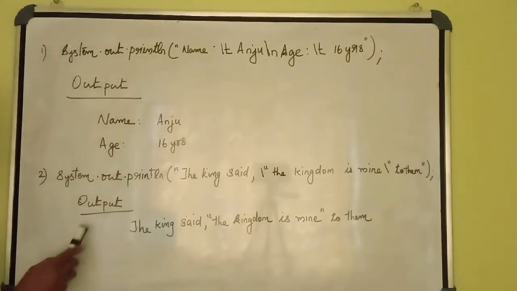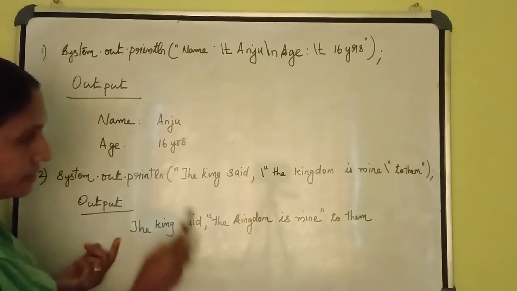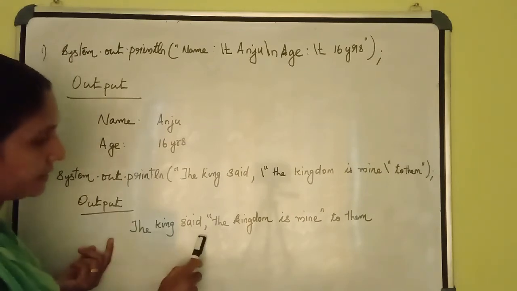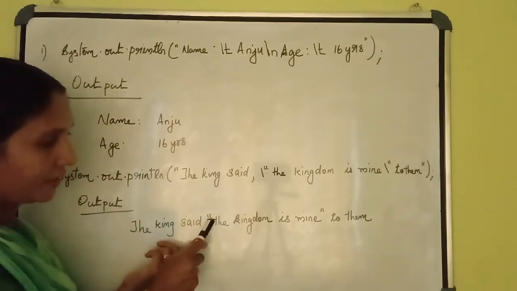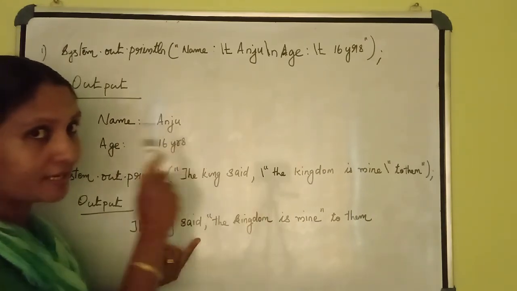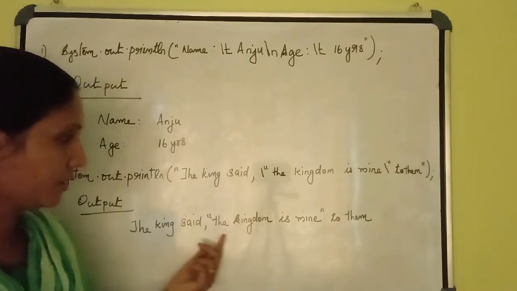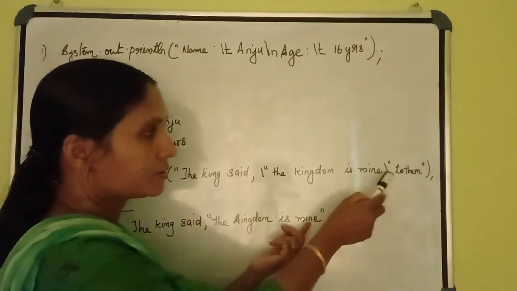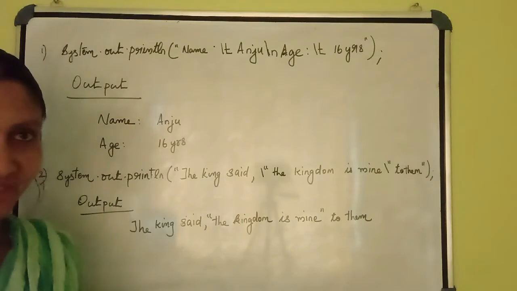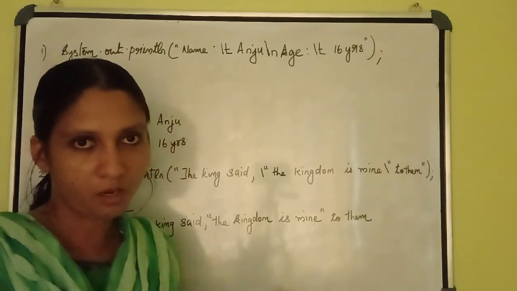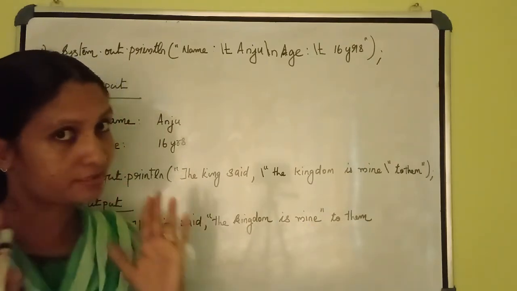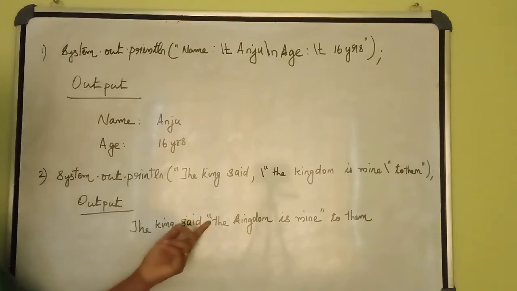Okay, shall we check? Output. It will come like this. The first quote won't come, because it is used to take the printout. Okay, the king said, comma, see, this will come. Why? This double inverted comma will come because here I used an escape sequence with the help of a backslash. The kingdom is mine. This also will come because here also I used it. That means the last inverted comma will not come, because it is used for the printing statement. If you are using a backslash, definitely that character will come.